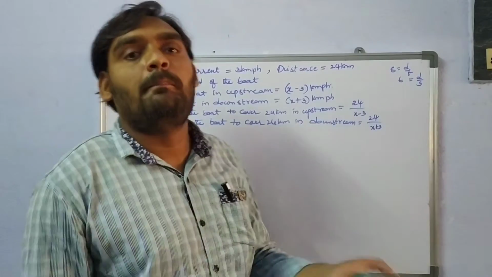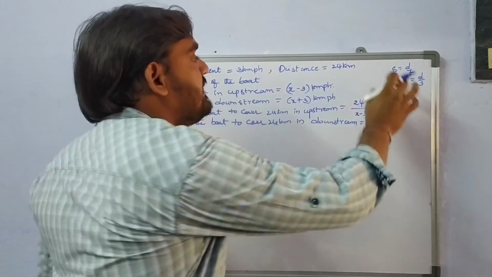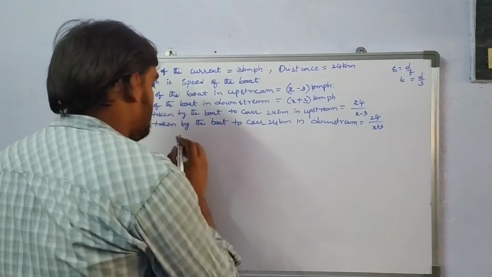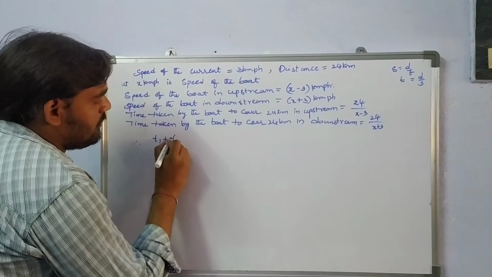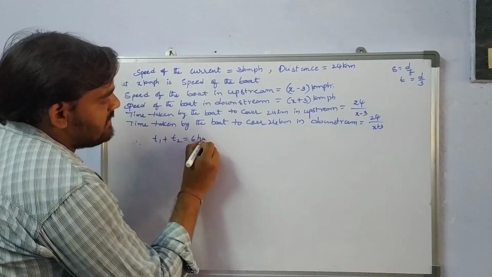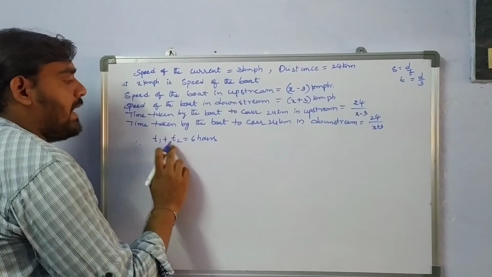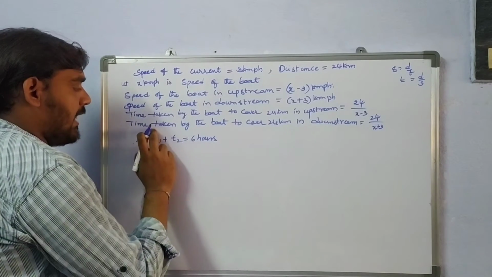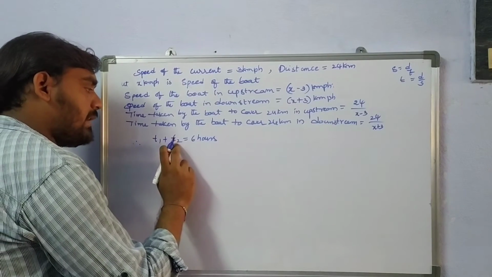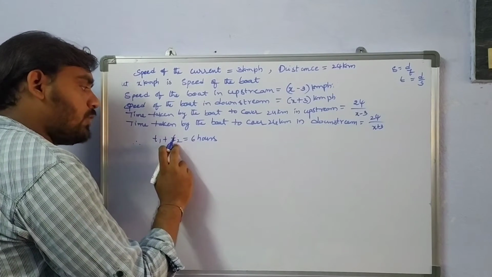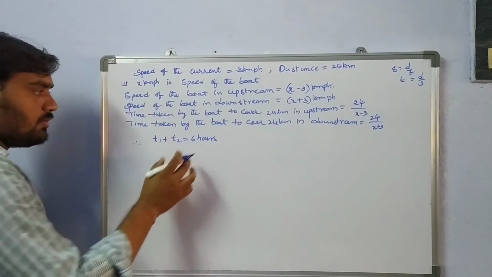The trip up and back means to go as well as to come back is 6 hours. Total time is 6 hours. Therefore, according to the problem, T1 plus T2 is equal to 6 hours. In the problem they mentioned going up and back takes 6 hours, meaning the time taken by the boat to cover 24 kilometers upstream plus the time taken to cover 24 kilometers downstream is 6 hours. T1 plus T2 is equal to 6 hours.